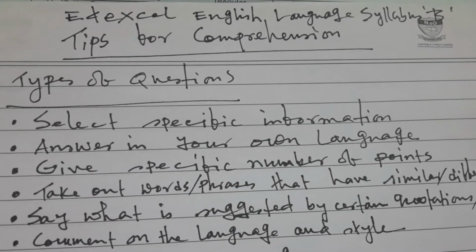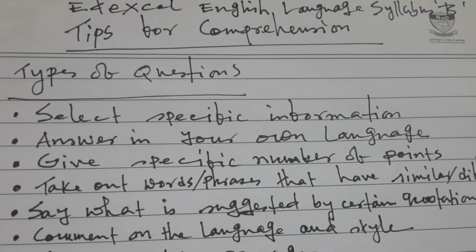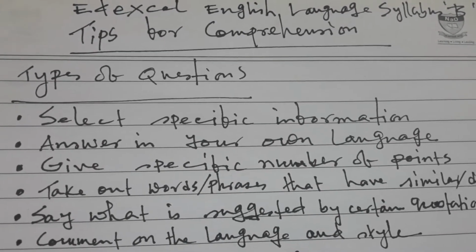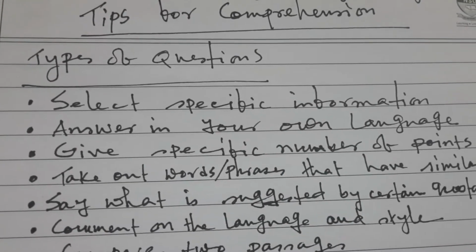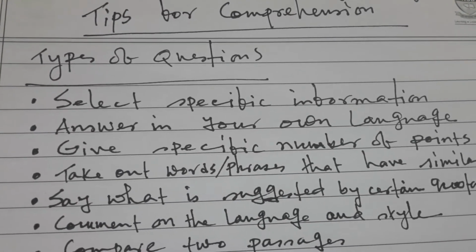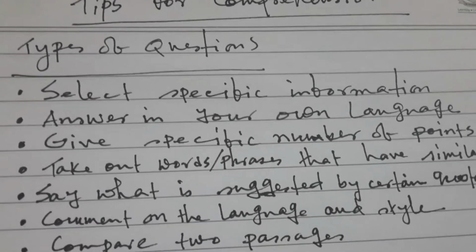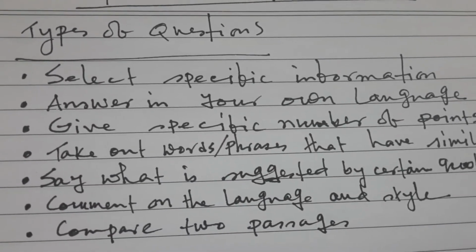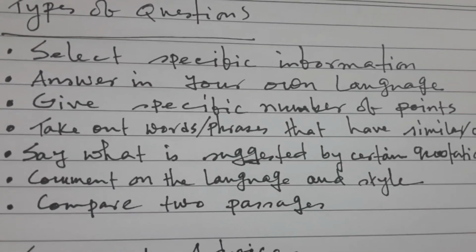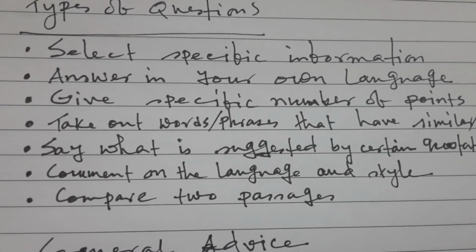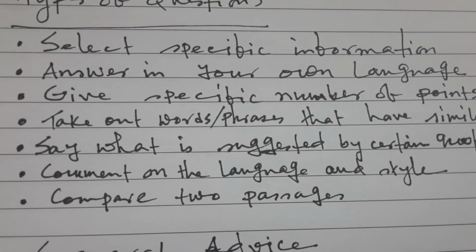Today's video is on Edexcel English Language Syllabus B. I titled it Tips for Comprehension. As you know, in section A, the exam paper usually has 2 comprehension passages and 7 to 9 questions. So I'm trying to help you out with this section. The present syllabus has 30% of the marks in it.